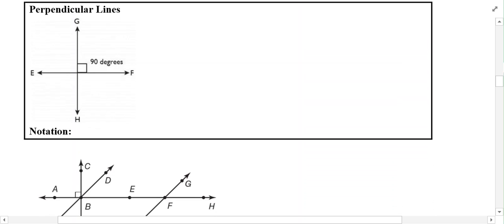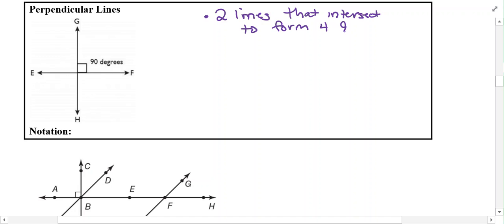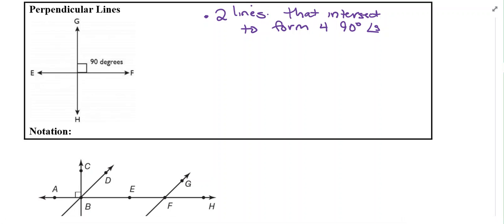Perpendicular lines, again, are two lines that intersect to form 4 90-degree angles. It makes sense that if you have one 90-degree angle, all of them would have to be 90, because if this one's 90 and this right here is a linear pair, this would also have to be 90 to be 180. And we can go all the way around to do that. So the angles are congruent. Adjacent angles are congruent. Vertical angles are always congruent.